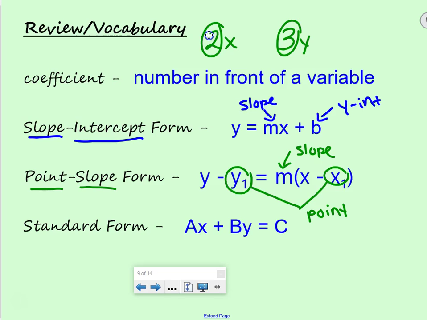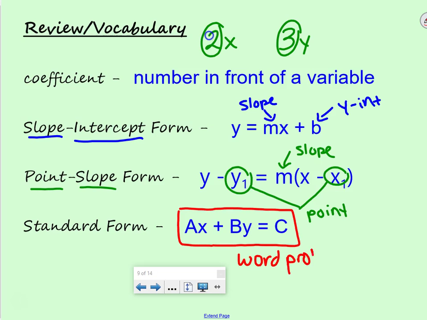The last one is new. It's our standard form, ax plus by equals c. This is really helpful for when we're working with word problems. All right.